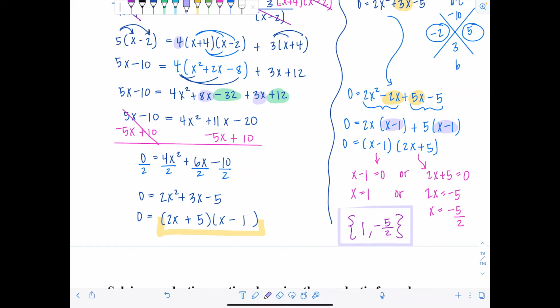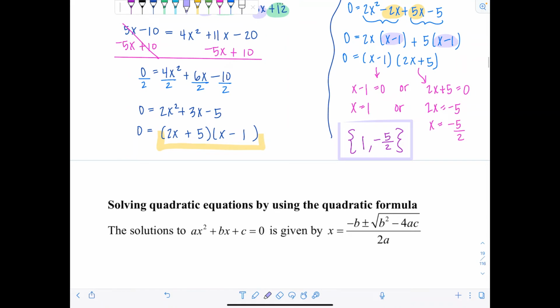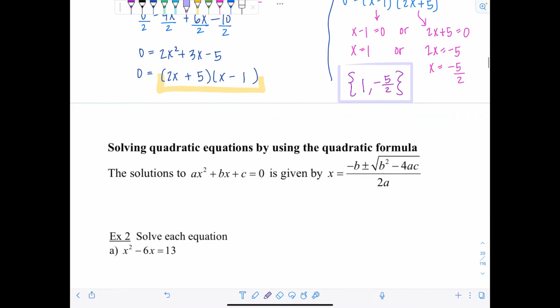Now, I told you we were going to do 2 methods. The other method involves the quadratic formula. And it's very useful because not every quadratic equation factors. So, you're going to just have to memorize it if you haven't already. Just like with factoring, you need to make sure that you set the quadratic equation equal to 0 first before you use the quadratic formula, okay?